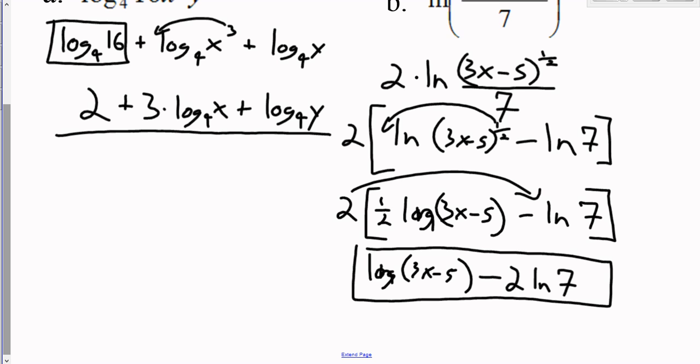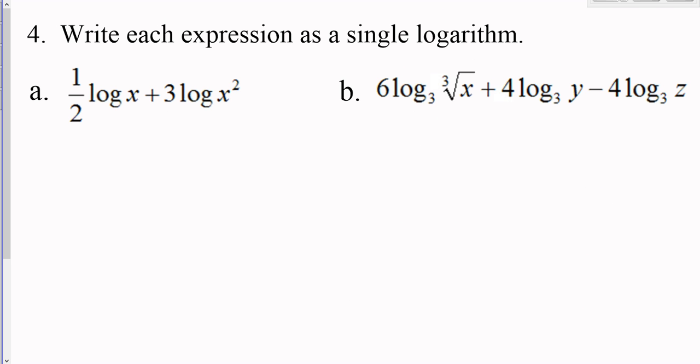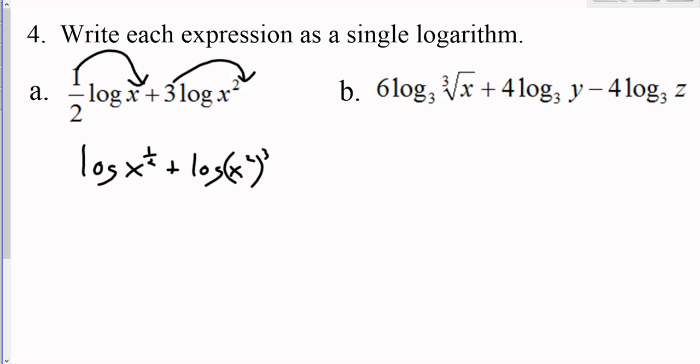Okay, so next one, write each expression as a single logarithm. So now we're kind of going the other way. So first I'm going to employ my power rule, and I'm going to bring these up here as powers. So I'm going to get log x to the 1/2 plus log x squared cubed. Okay, well, now with addition, I'm going to change it to multiplication to write it as a single logarithm. So it's going to be log of x to the 1/2 times, well, the rule here is it's 2 times 3, because it's going to be x to the 6th.